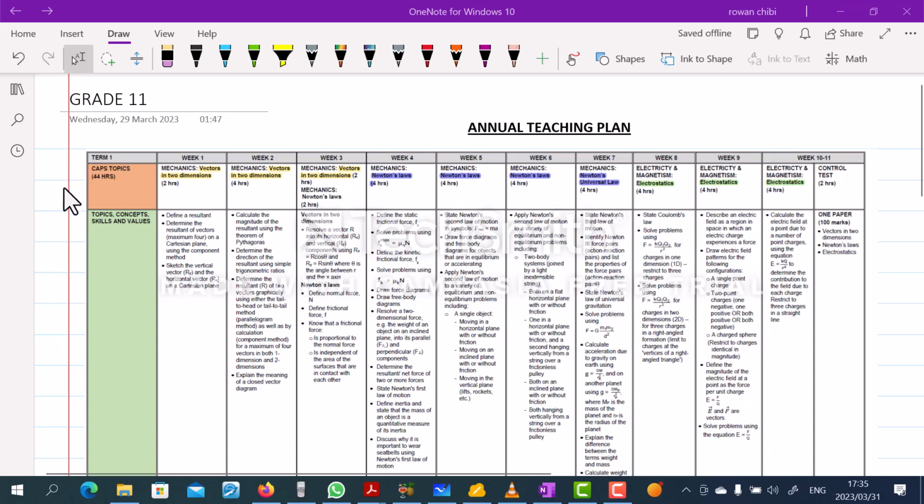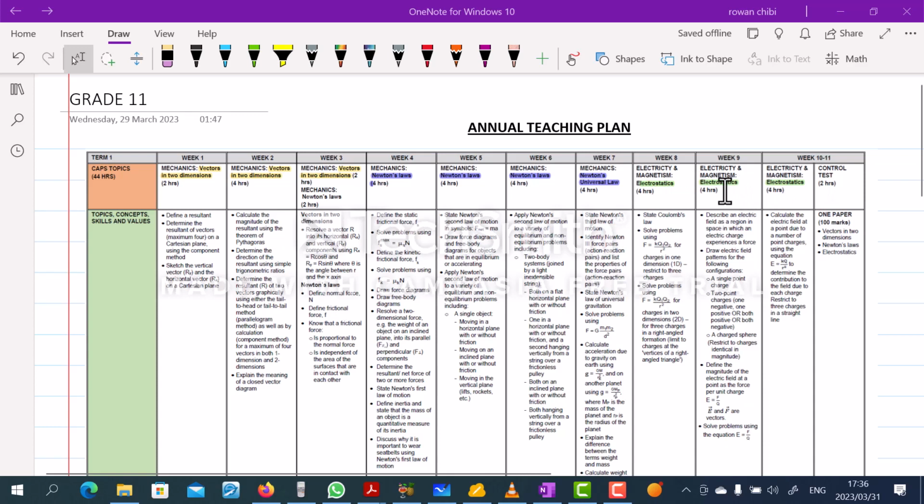So this in front of you is an ATP grade 11. If you look at your ATP for term 1, you can see that for term 1 you have up to 3 topics that you must do. The first topic is vectors. The second topic is Newton's laws. Now Newton's laws is highlighted bluish. Then the third topic, electrostatics.